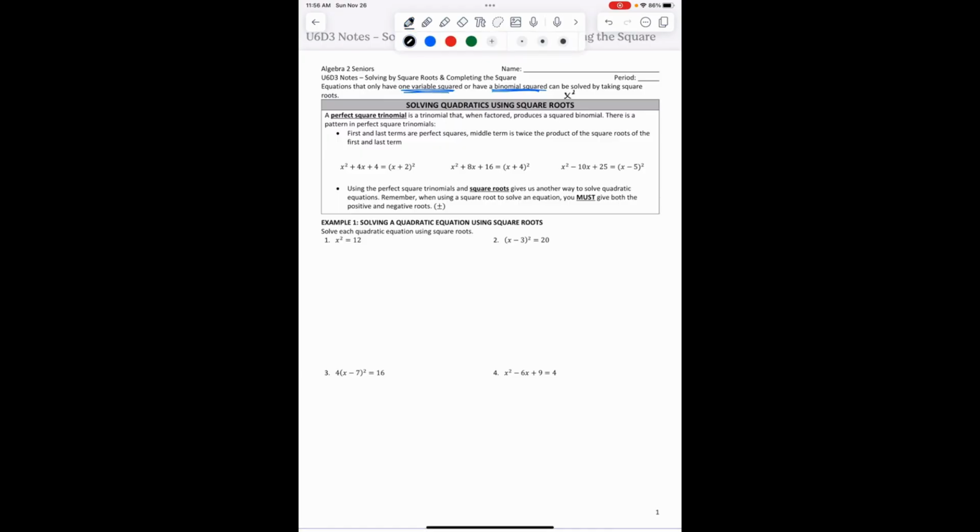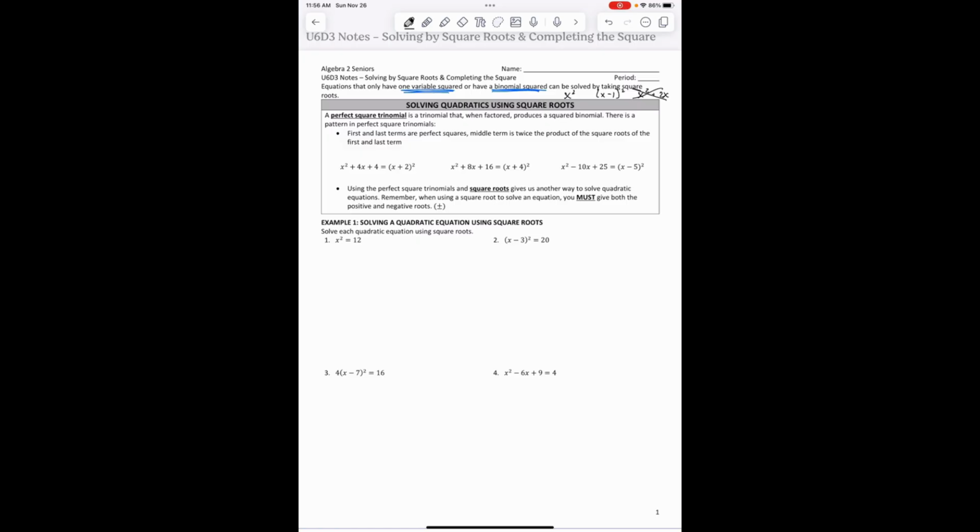There we go. Has to be something like x squared only, or something like x minus 1 only, right? If we see something like x squared plus 2x, we can't solve that by taking square roots. So we've got to be careful, right?